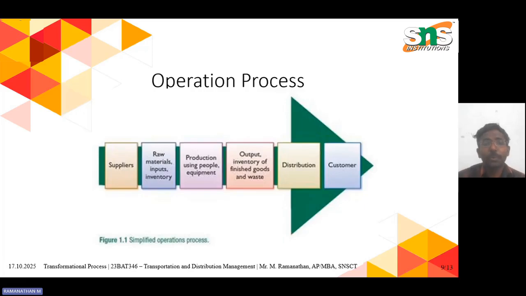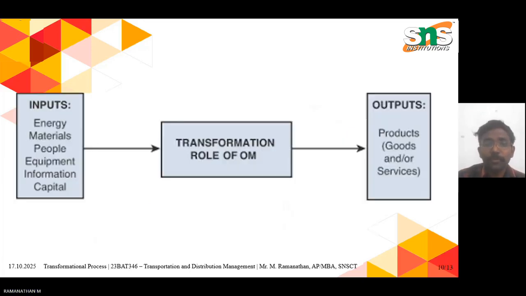Next is the operation process. The supplier is a person who gives the raw material to the manufacturer. After the supplier, the raw material comes in as input or inventory. Next is the production process using people, equipment, tools and things. Next is the output, a finished good without any waste, and a kind of distribution, and it has to reach the customer. This is a normal, simple operation process.